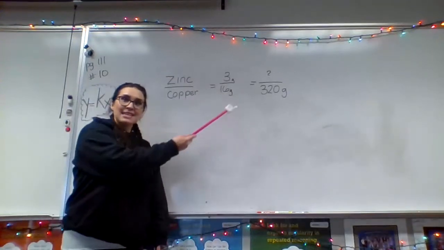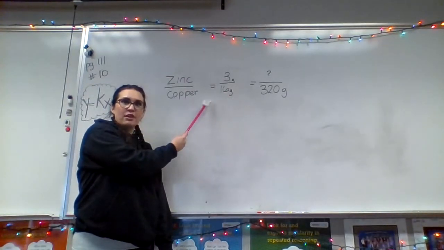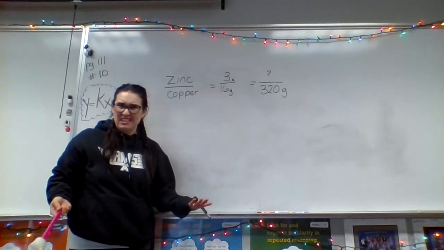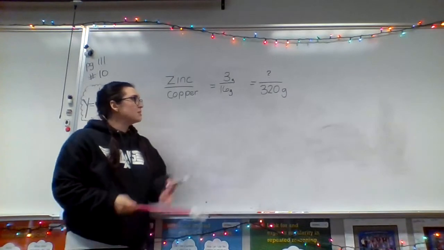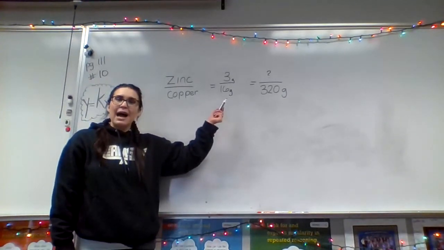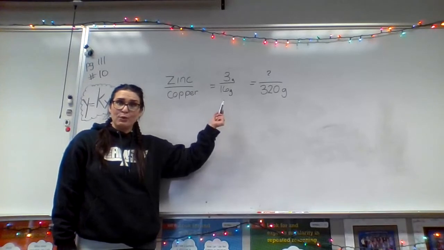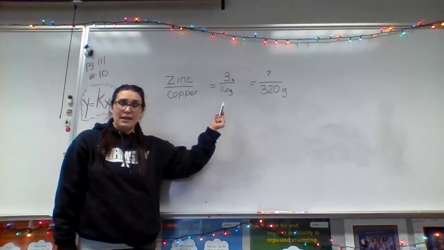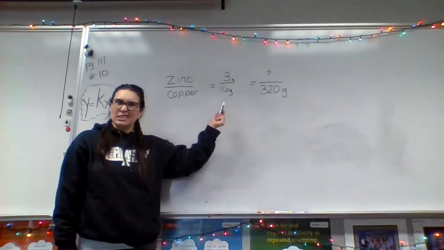And then it's asking us eventually to find out, if I have 320 grams of copper, how many grams of zinc do I have? So first, my friend, let's look at this piece right here, 3 grams over 16 grams. I'm going to divide that because I want to know what K is going to represent. And remember, K is that pattern. What's the pattern of what's happening here? So we're going to figure out, what's 3 divided by 16?